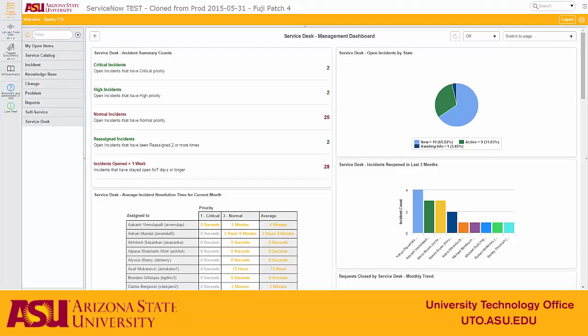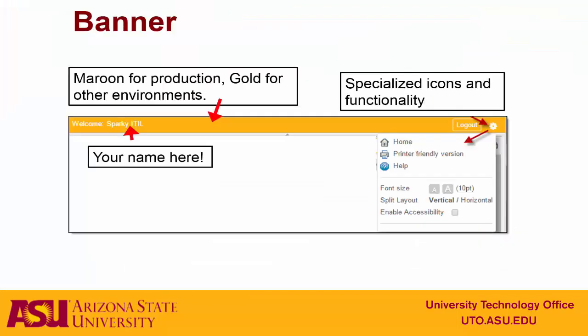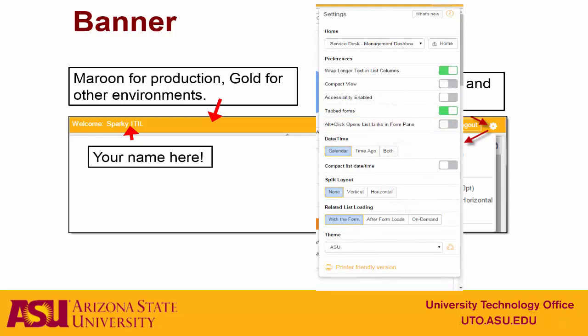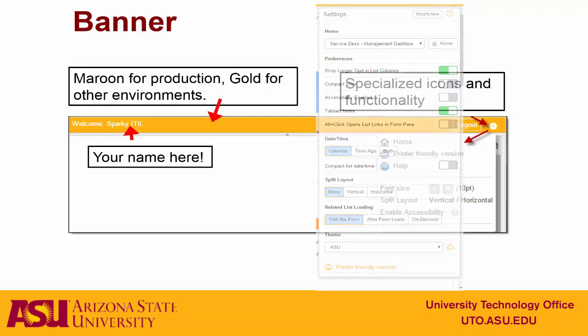This is the new interface. Everything you are used to, the Edge, the Navigator, the homepage, the banner, are all still there, but the controls you use have changed slightly. The banner will be maroon in production and is gold in the other environments. The controls that used to be spread out across the banner are now located in the gear icon. Click there to see the homepage, help, change the font size, split your layout, and enable accessibility.